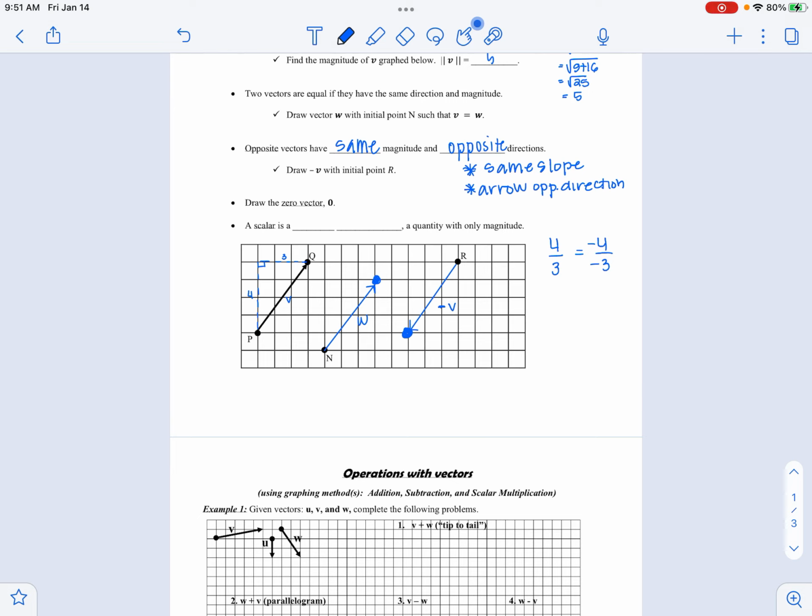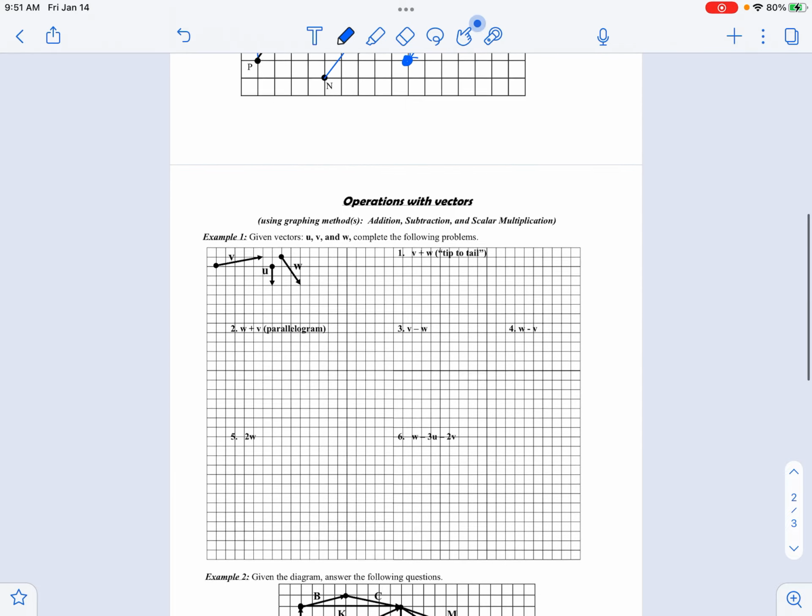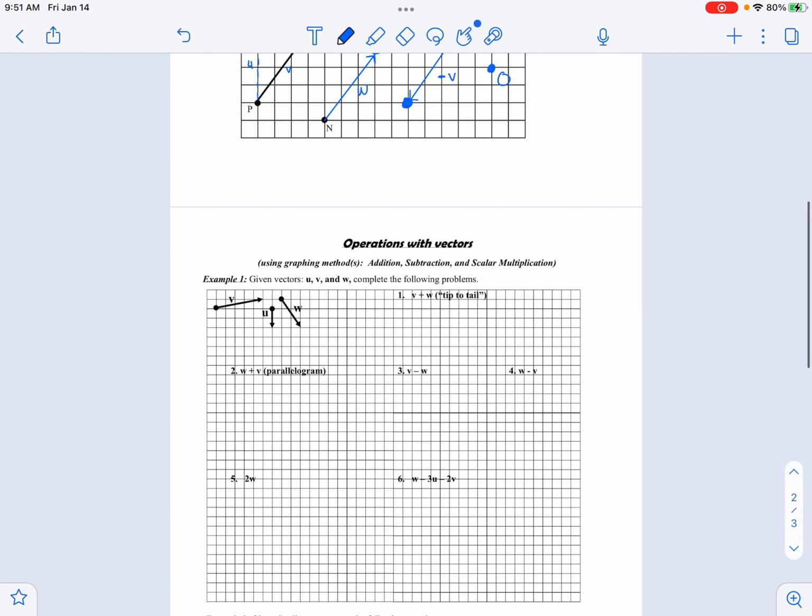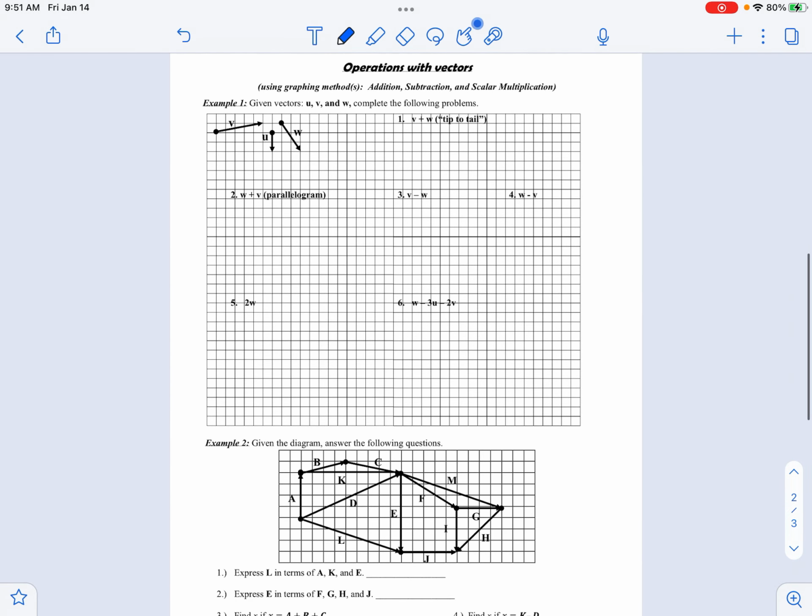All right, next it says draw the 0 vector. A 0 vector has a length of 0, so it's just a point. So this is what the 0 vector looks like. And then another vocabulary word is a scalar. A scalar is a real number, a quantity with only magnitude. So 6, 2.